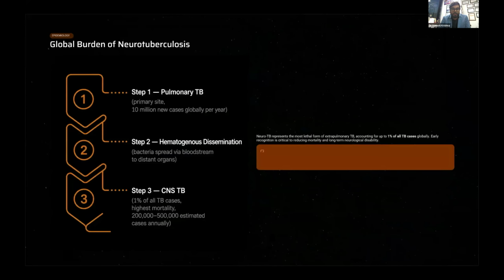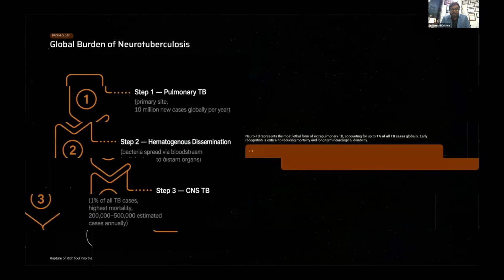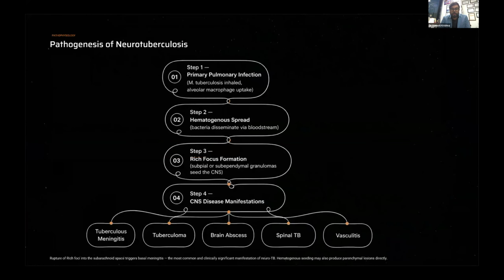As Dr. Pratik has already informed us about the pulmonary TB global statistics and the pathogenesis, as we all know, step one is the primary pulmonary infection. From there, there will be a hematogenous spread. From there, again, it goes into Rich focus formation and into the CNS manifestation.